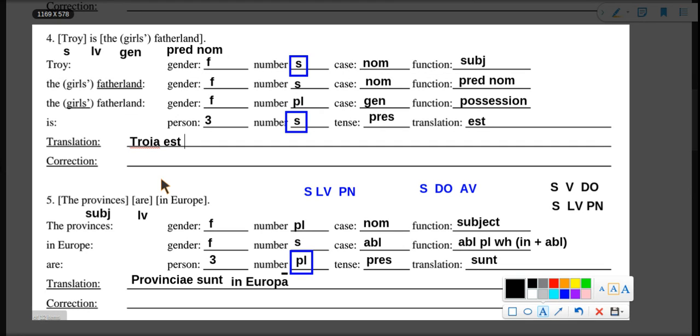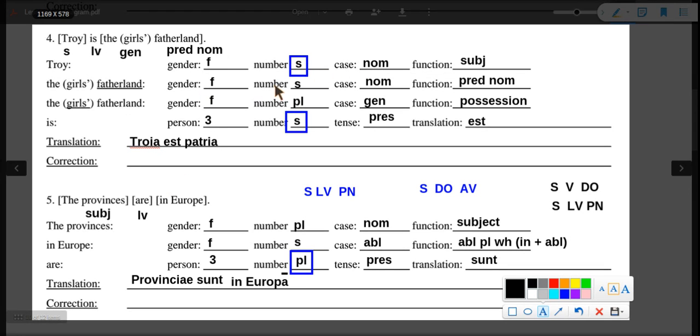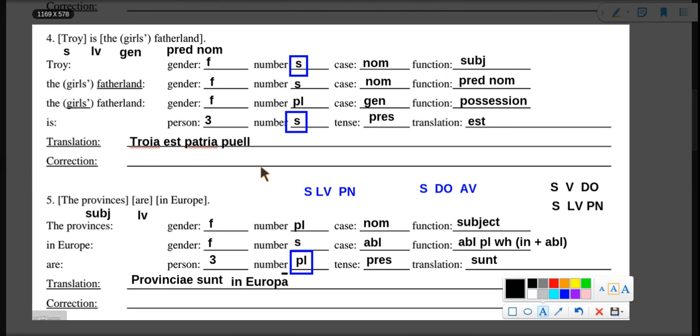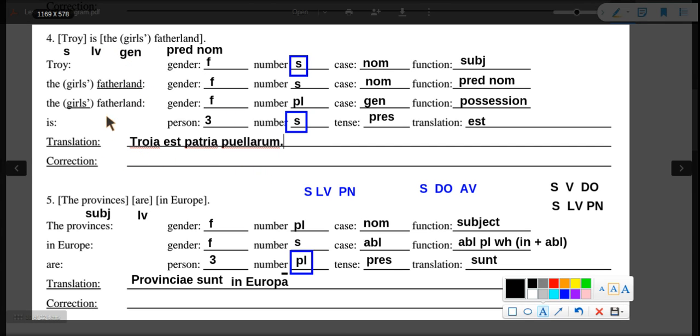So fatherland we've identified as our predicate nominative. Our Latin word for fatherland is patria, and our stem would be patri, but we want to keep that short A ending because we want our nominative singular form. So we have patria as our Latin form. Going to our girls' in English, we have our genitive of possession, and we know we want our genitive plural form. So if you think of your Latin word for girl, you have puella, puellae. So our stem is puell. And then your genitive plural first declension ending would be arum. So we have puellarum. So our translated English to Latin sentence would be Troia est patria puellarum.